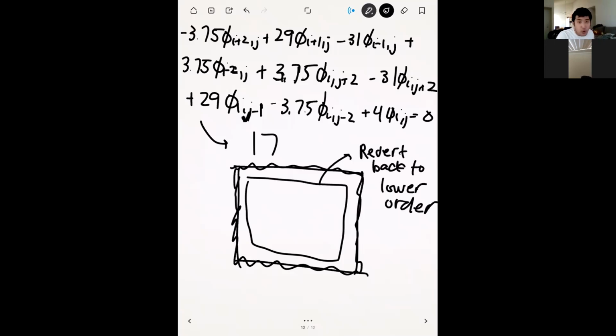And then again, for the lower order schemes, you just have to use the equation that I had previously on the last page.